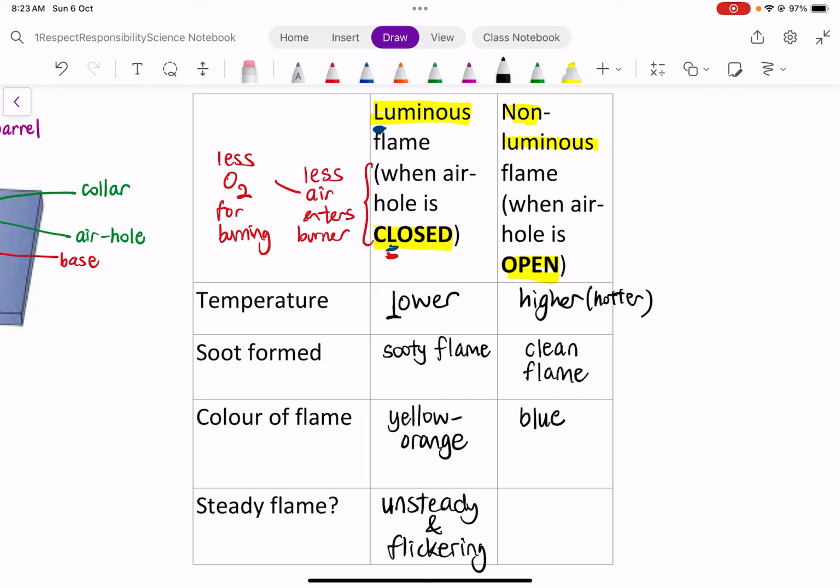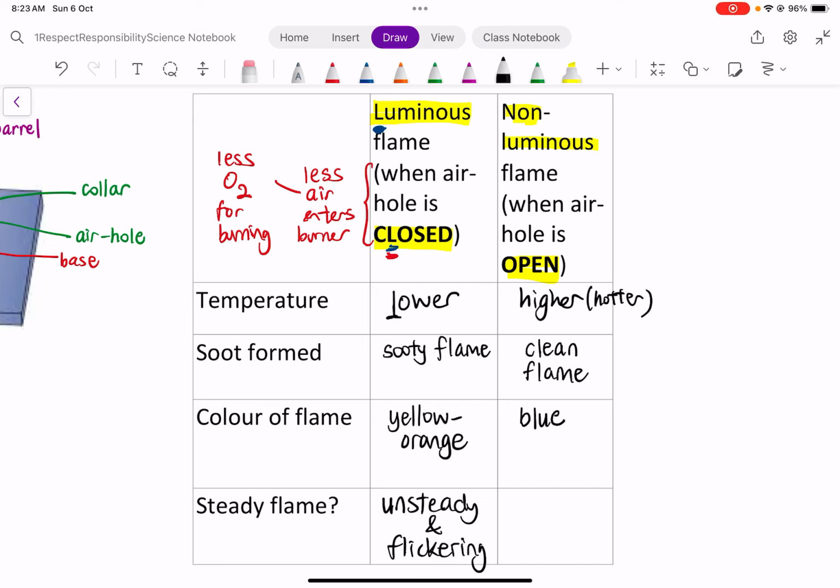The luminous flame, firstly, the temperature is not so hot, not good for heating. Secondly, the luminous flame is unsteady and flickering. Hence, if you use the luminous flame for heating, it could be more dangerous because it flickers around and it could actually burn the experimenter's hands.